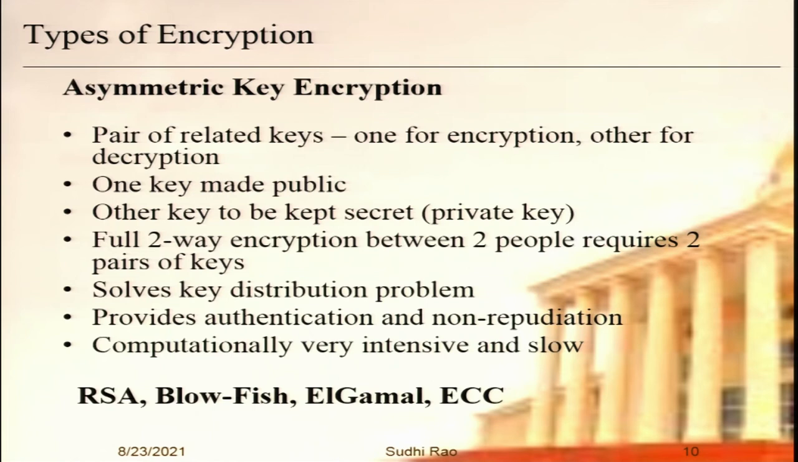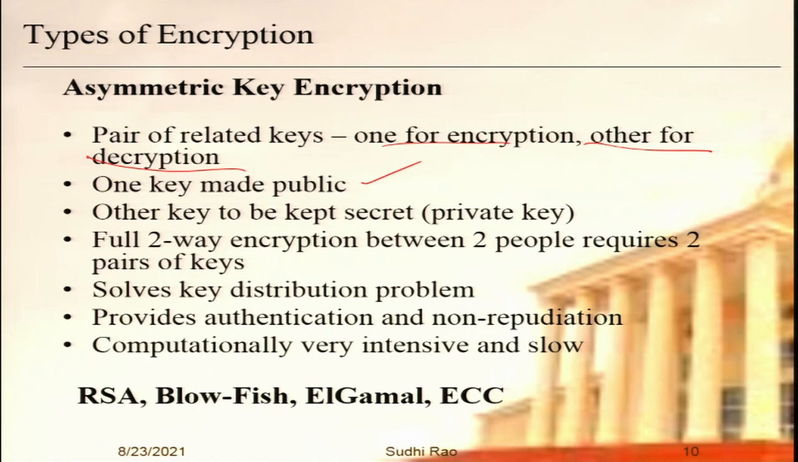Asymmetric key encryption, we saw, uses a pair of related keys, one for encryption, one for decryption, it does not matter which. One key is made public, the other key has to be kept secret. Full two-way encryption, where I want to send you messages securely and you want to send me messages securely, requires that both of us generate one pair of keys. So full two-way encryption requires two pairs of keys to be completely secure.